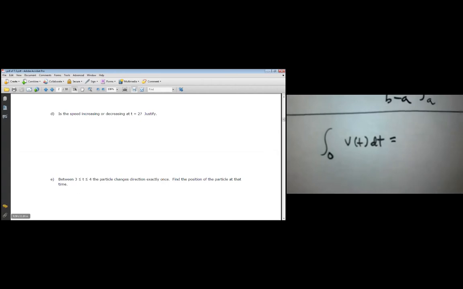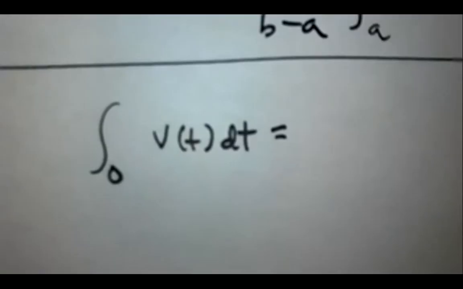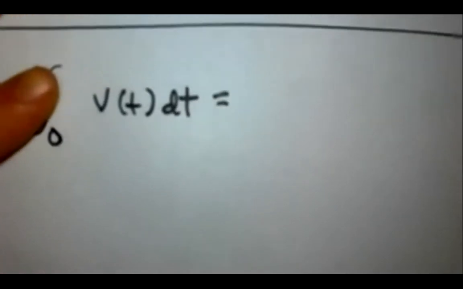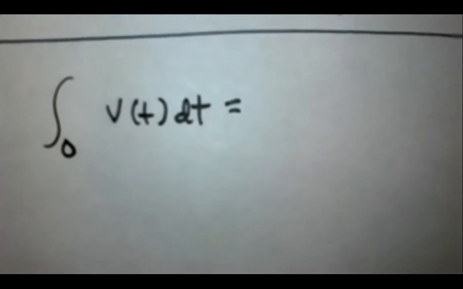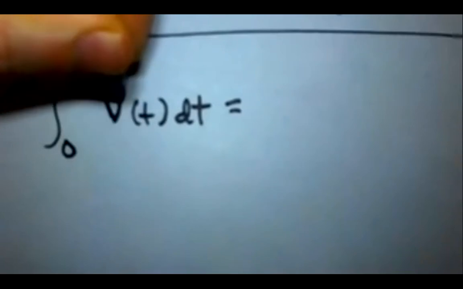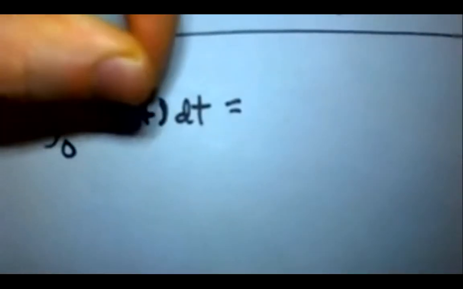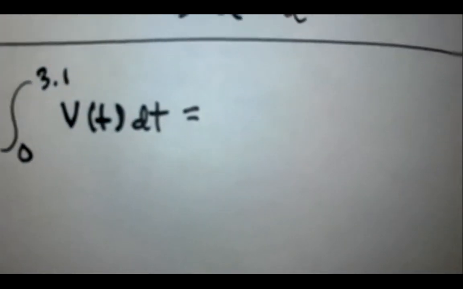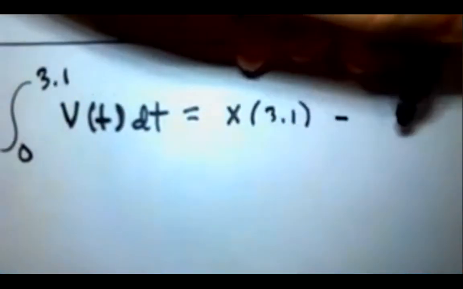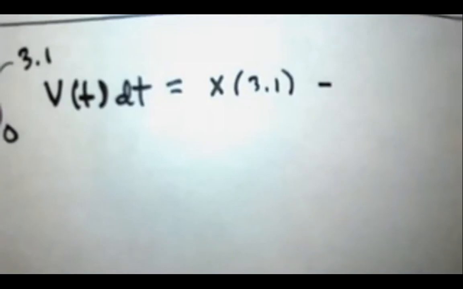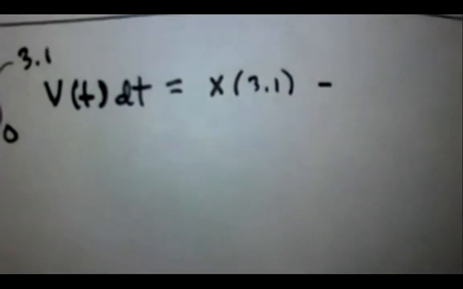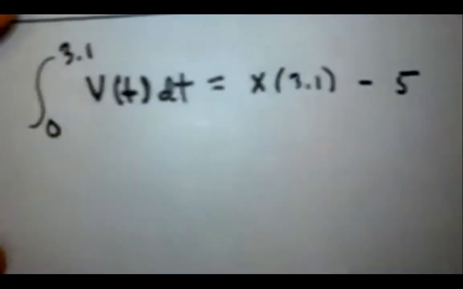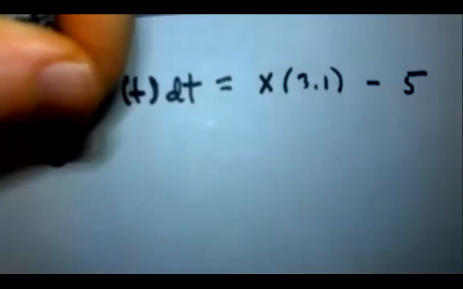All right, that should be enough time. So what did we get for when it changed directions? I got 3.100. That's what I got too, 3.100, so 3.1. And then when you integrate that, that's going to be x of 3.1 minus x of 0. What did they tell us x of 0 was equal to? 5. Got it. All right, so now we're just solving for x of 3.1. So I'm going to add that 5 over.